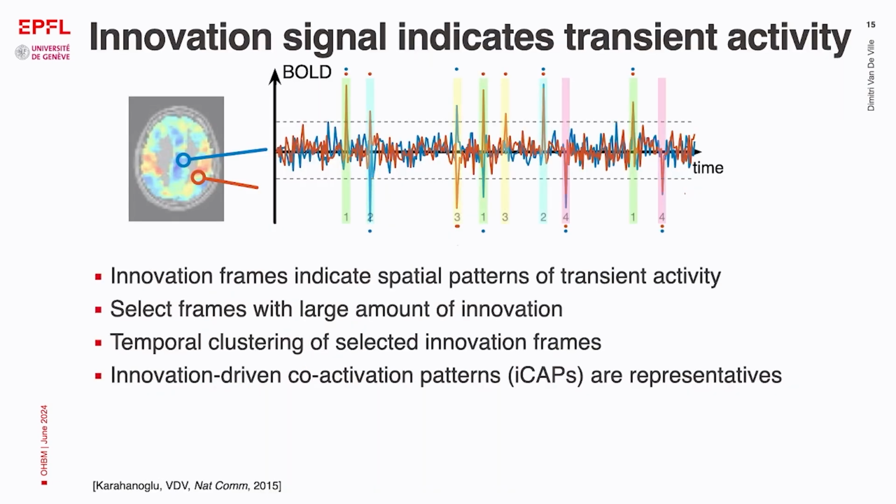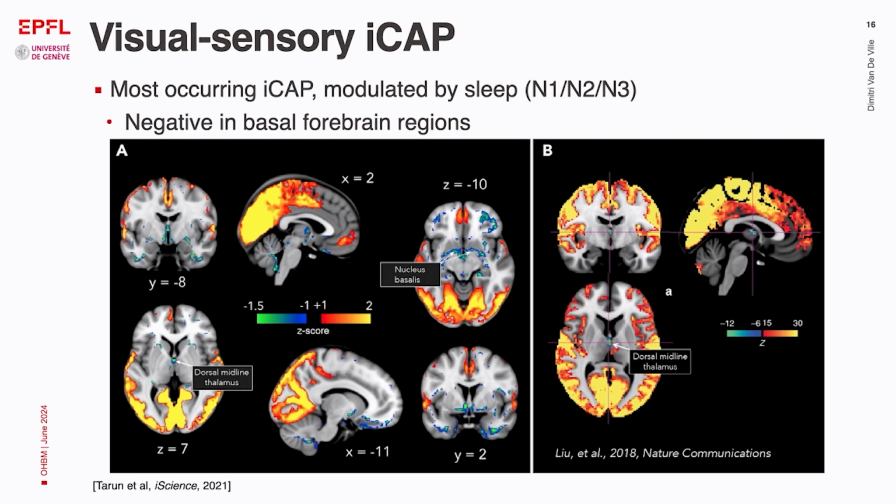So first of all, with this approach, we can get to this innovation signal, which is showing us the transients in the fMRI. And then we can do CAPs, so temporal clustering, directly on the transients. And if you do this, you get, again, a set of innovation-driven coactivation patterns.